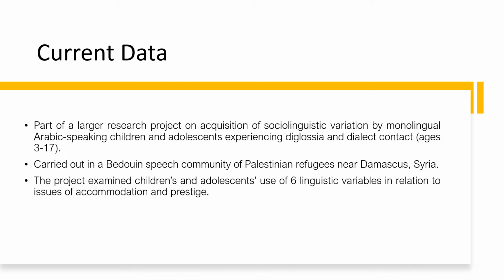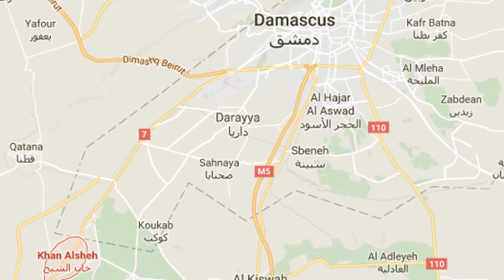The current data that's going to be presented in this presentation is part of a larger research project on acquisition of sociolinguistic variation by monolingual Arabic-speaking children and adolescents experiencing diglossia and dialect contact. They're between the ages of 3 and 17. The study was carried out in a Bedouin speech community of Palestinian refugees near Damascus, Syria, and the project examined children and adolescents' use of 6 linguistic variables in relation to issues of accommodation and prestige.